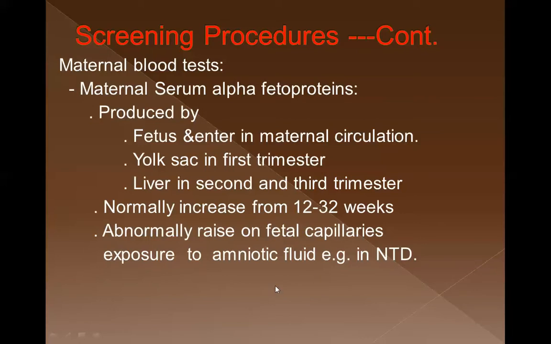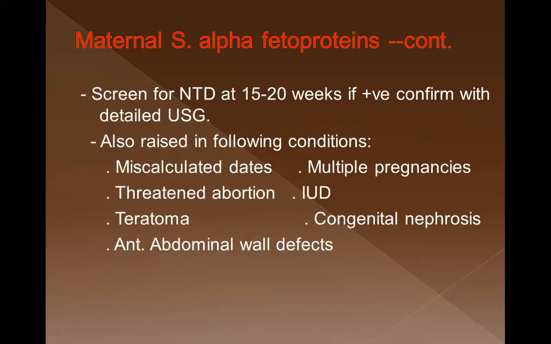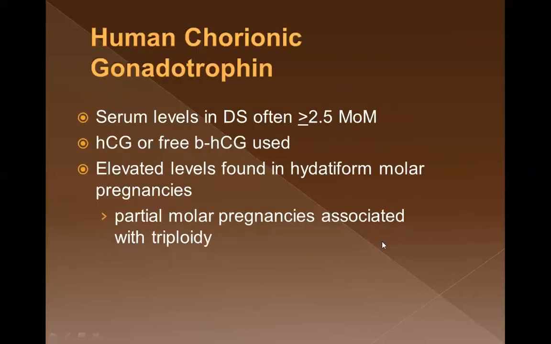So the first thing is measurement of the maternal serum alpha fetoprotein. A screen for neural tube defect at 15 to 20 weeks. If positive, confirm with detailed ultrasound. Also raised in the following conditions, meaning it is not necessarily a neural tube defect, but in the following conditions it can happen. There is a differential diagnosis for increased alpha fetoprotein, like miscalculated date, threatened abortion, teratoma, anterior abdominal wall defect, multiple pregnancy, intrauterine death, and congenital nephrosis.